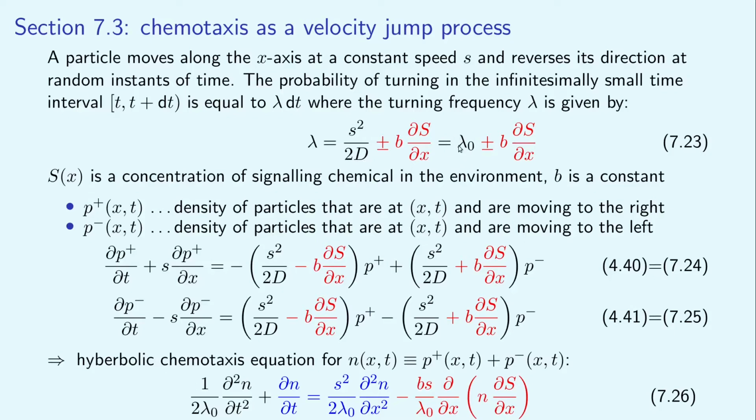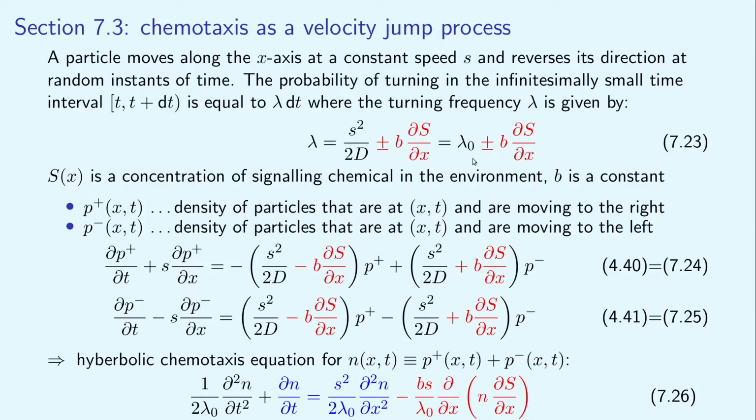In section 4.3, we considered an application to modeling diffusion of proteins, where we knew their diffusion constant d, and we estimated their speed s, and we used the formula s squared divided by 2d to estimate the corresponding turning frequency lambda. In section 7.3, we are in a different situation. We will be applying velocity jump processes to modeling bacteria. In this case, lambda 0 is a measurable quantity. It is the turning frequency in the case when the signal is constant and the red term is missing, so we can estimate it from some experiments.